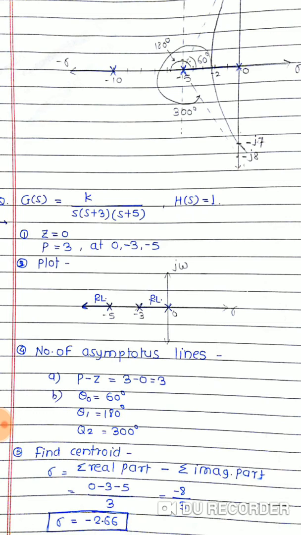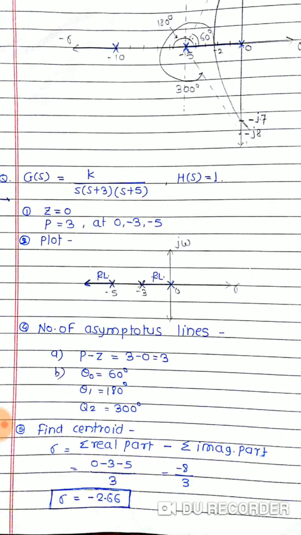Therefore, with the help of the formula (2q plus 1) into 180 divided by p minus z, we'll find out the angles theta 0, theta 1 and theta 2. Respectively we'll get 60 degrees, 180 degrees and 300 degrees.